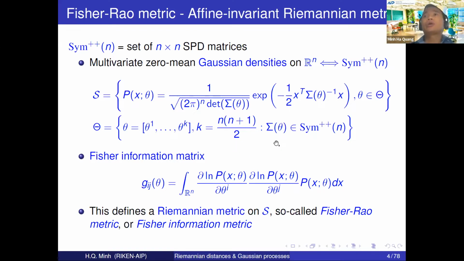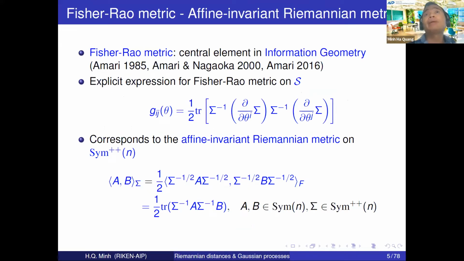So it has the structure of a smooth manifold, and we can define the Fisher information metric, which is given by this formula here. This is actually a very well-known quantity in information geometry. In this case, it defines a Riemannian metric on S, the so-called Fisher-Rao metric, or Fisher information metric. In the case of the Gaussian density, of course, we can compute this explicitly. It's a central element in information geometry, and we have an explicit expression for it, given by this formula here.